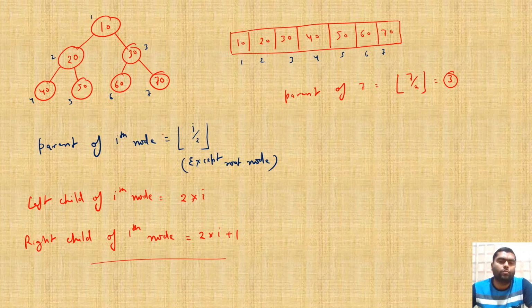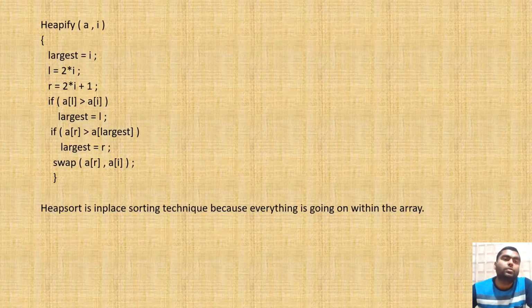So these are few important formulas related to your tree, right, which you are implementing in array data structure, whether it is a max heap or min heap. So parent of ith node is always floor of i by 2, except what? Root node, because root node does not have any parent, as the tree always starts from the root node. And left child of the ith node is 2 into i and right child of the ith node is 2 into i plus 1. Okay, so let us see the heapify algorithm.